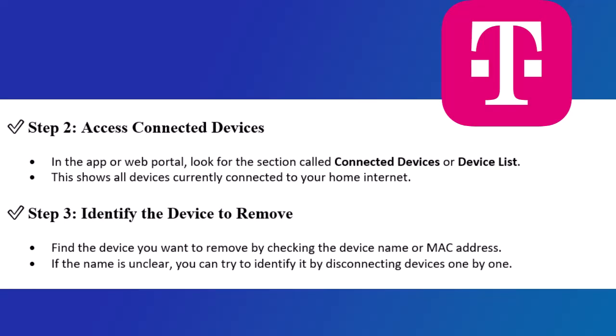Step 2. Access connected devices. In the app or web portal, look for the section called Connected Devices or Device List. This shows all devices currently connected to your home internet.